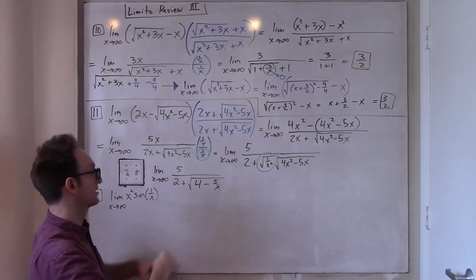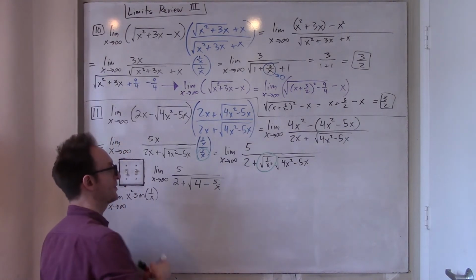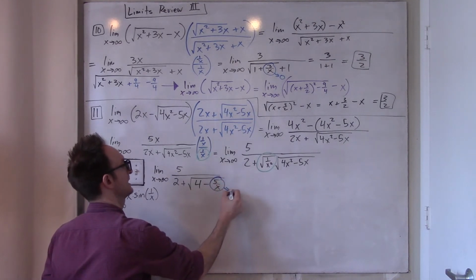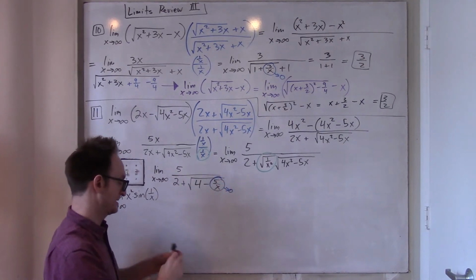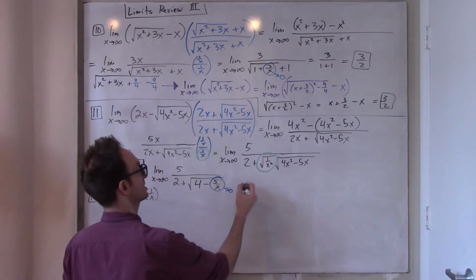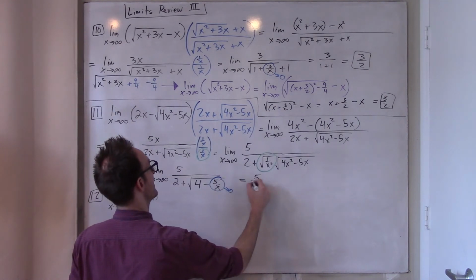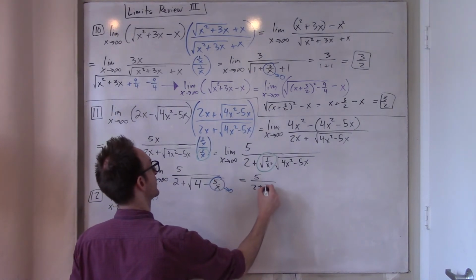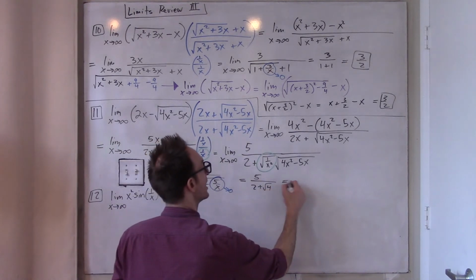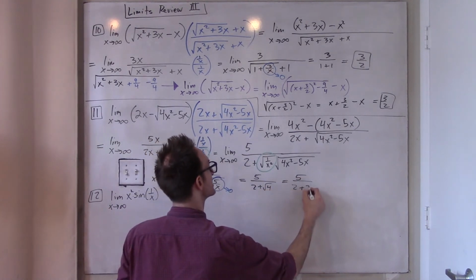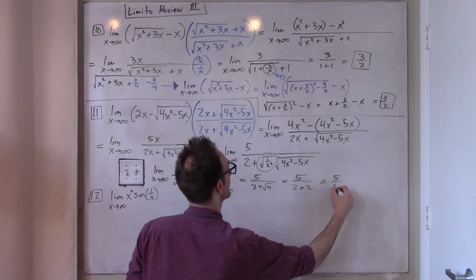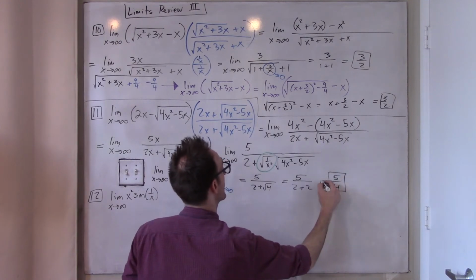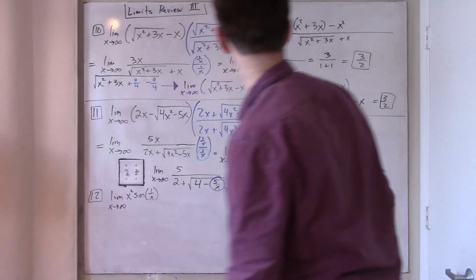And as x goes to infinity, 5 over x goes to 0. And so this is pretty much turning into 5 over 2 plus root 4, or 5 over 2 plus 2, or just 5/4. Okay. Good, good, good.